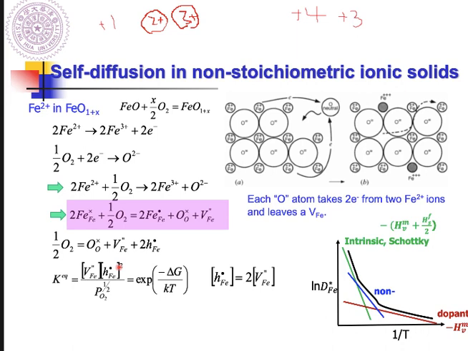So this one will be equal to exponential minus formation energy divided by kT. This formation energy will be the non-stoichiometry effect of formation energy. And by the way, some students asked me why we delete this term out from here to here and did not delete this term.